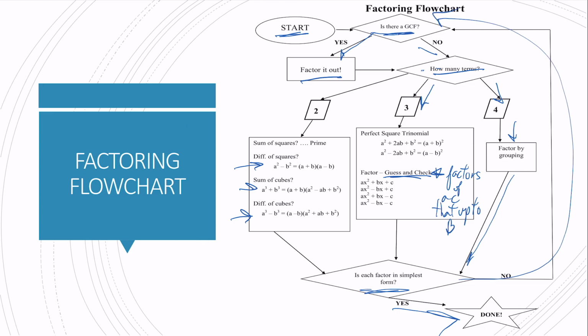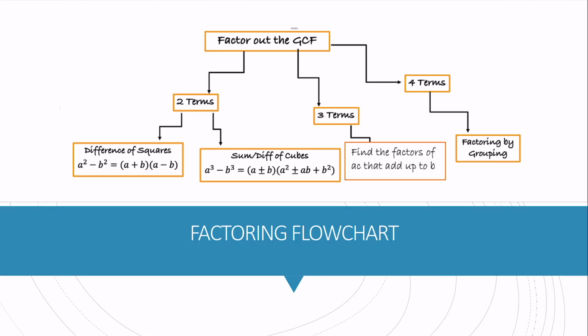So this is more of a flow chart. Here's a simpler way to think about it. So if there's two terms, it's a sum or difference of cubes. It should have looked like this. So fix that in your notes.